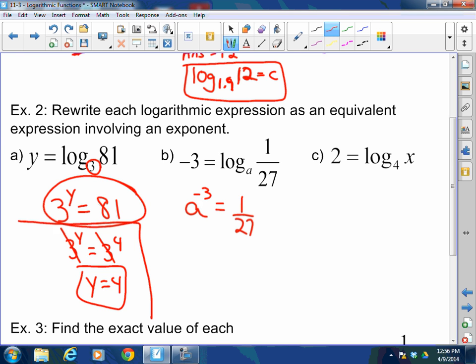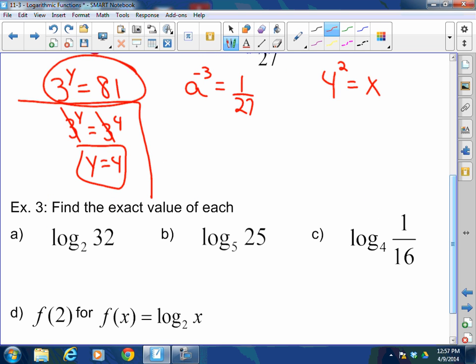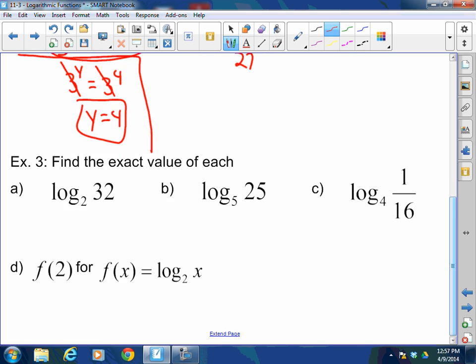Why? Because I don't have a base. We'd have to do something different with this, which we'll learn very soon. All right, next, C. How would I write that as an exponential? 4 to the 2nd power equals x. Very good. Beautiful.